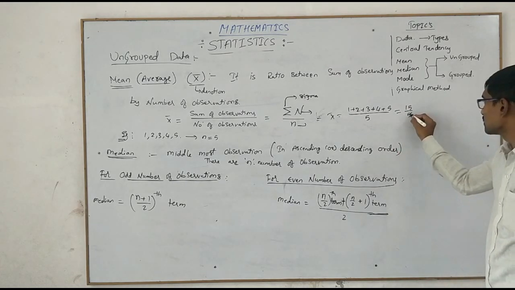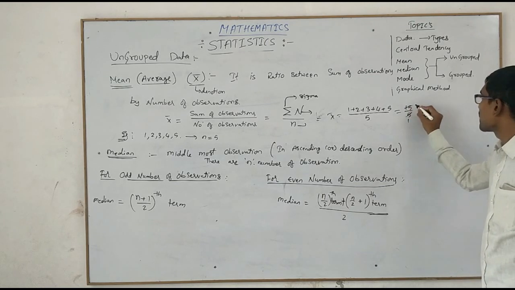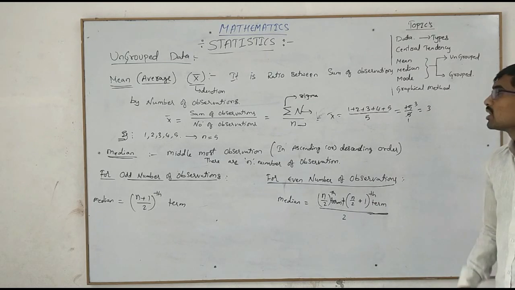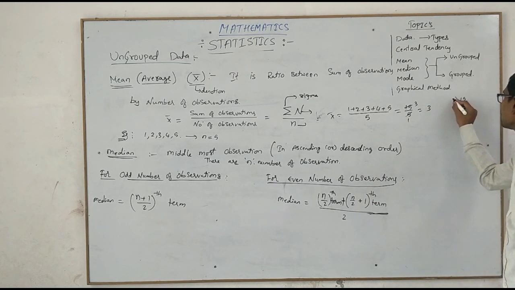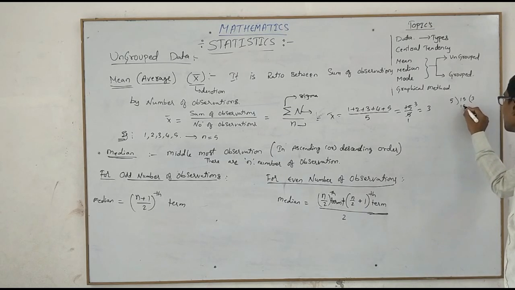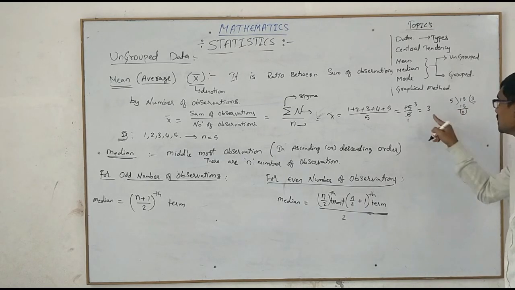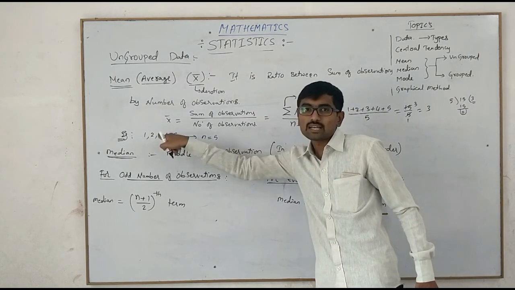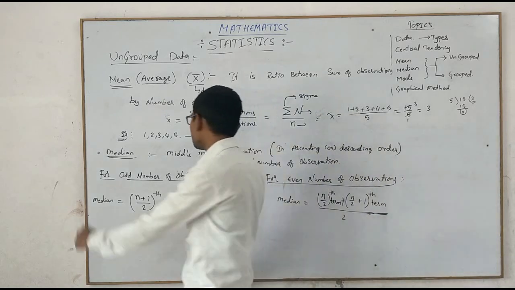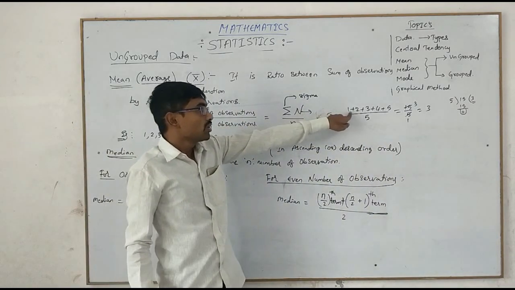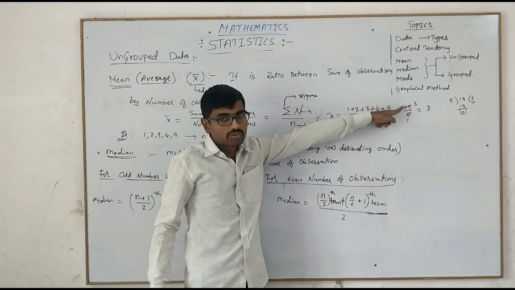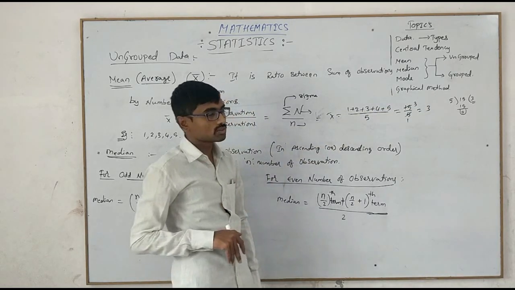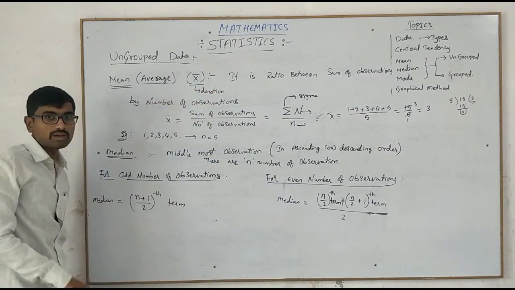Here we can cancel this: 5 ones are 5 and 5 threes are 15, that is equal to 3. If you want, you can divide again: 5 threes are 15, remainder will be 0, so our answer is 3. So what is the mean of the first 5 natural numbers? The sum of observations is 15 and the number of observations is 5. On dividing we get the mean as 3. So this is how we can find the mean of the given data.